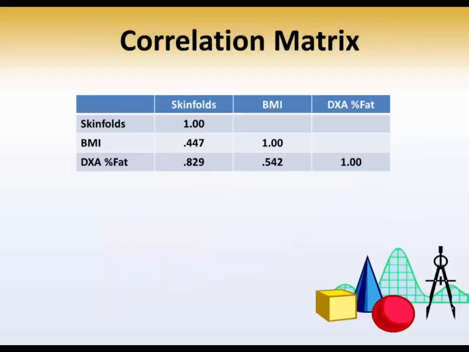Using SPSS, we identify this correlation matrix. We have three different correlations here. We have the correlation between DEXA percent fat and the two skin folds and BMI measures, and then we have the correlation between BMI and skin folds. Let's actually turn to SPSS now and see if we can create, number one, the correlation matrix, and then two, scatter plots for these variables.